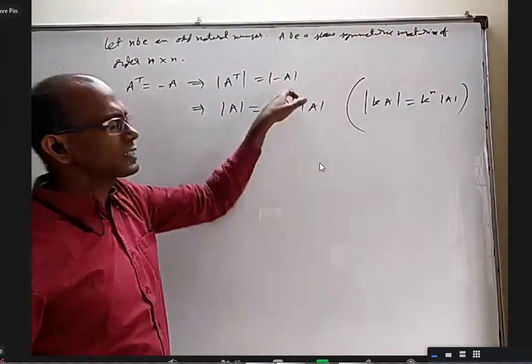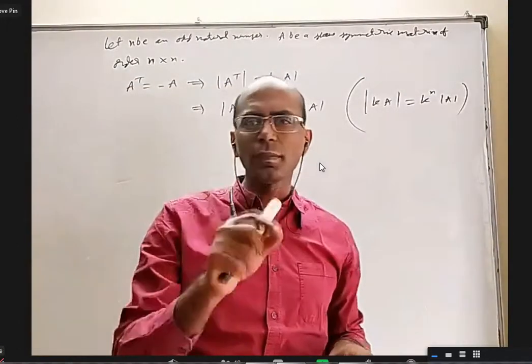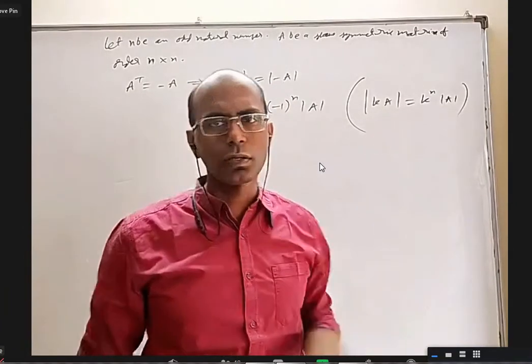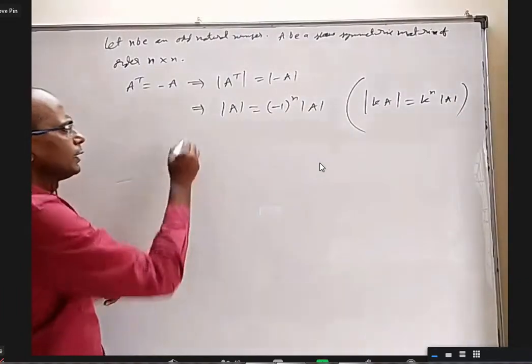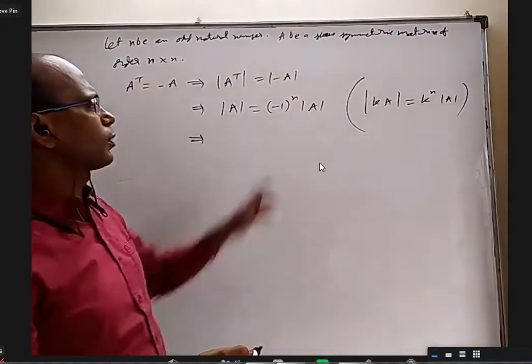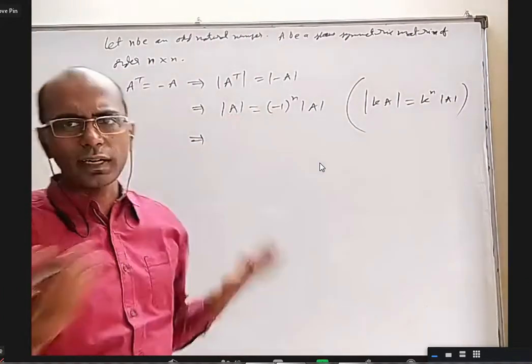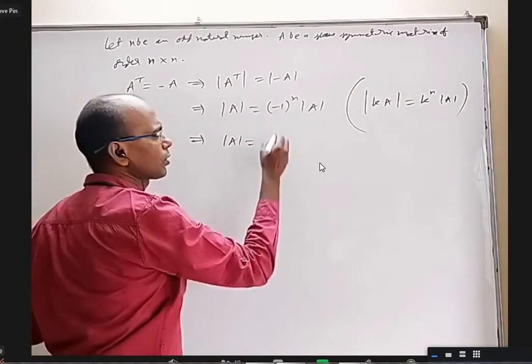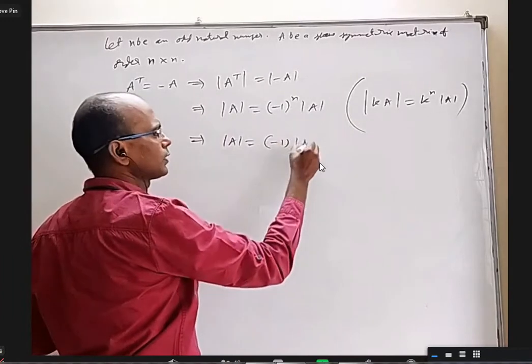Like that, minus A means the whole matrix, each and every element, is multiplied with minus. I can take minus common in the first row, minus common in the second row, minus common in the third row, like that I'll get it n times. If it is an even number, I don't have any problem. It will be positive, det A equals det A, and I'll not get anything useful. But because it is an odd number, minus 1 whole power odd number is minus 1 only, into det A.